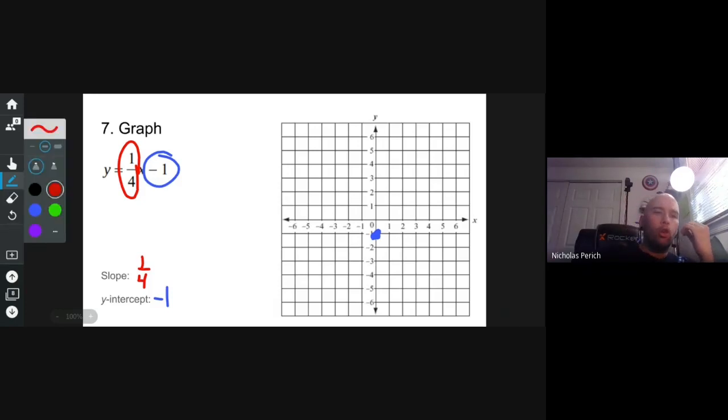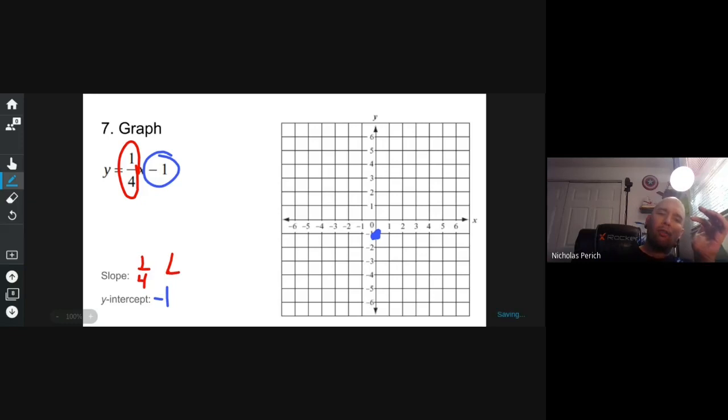Step 4, use your slope to make more dots. This is a positive slope. Remember, slope is always rise over run. Since this is a positive slope, it goes that way. So I'm going to rise 1. I'm going to go up 1, right 4. Up 1, right 4. So let's do that.